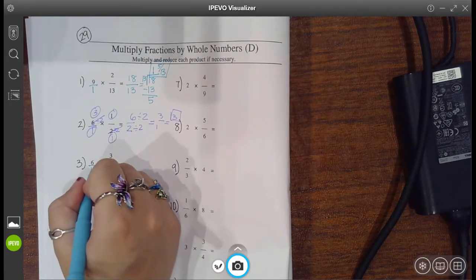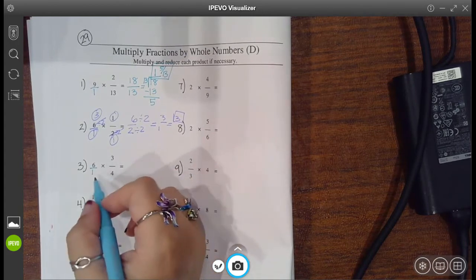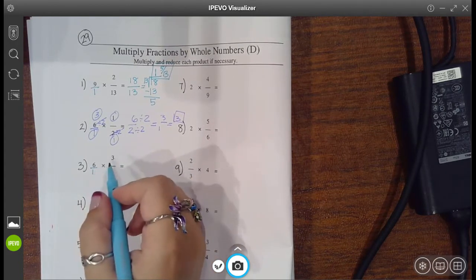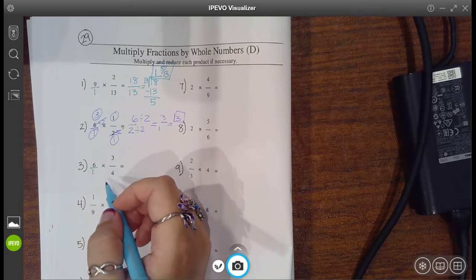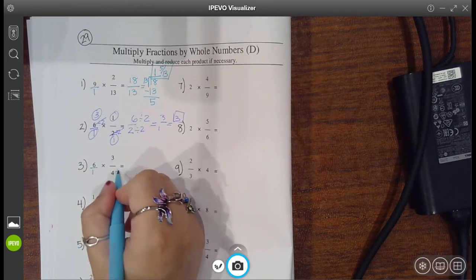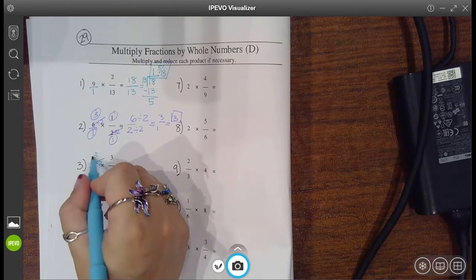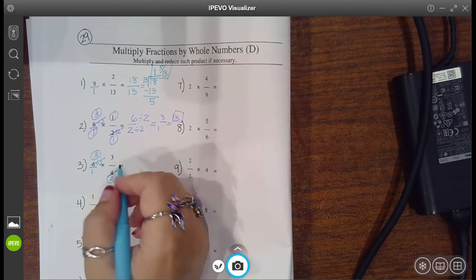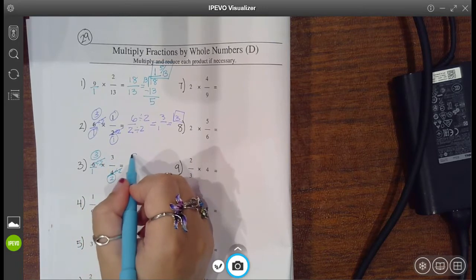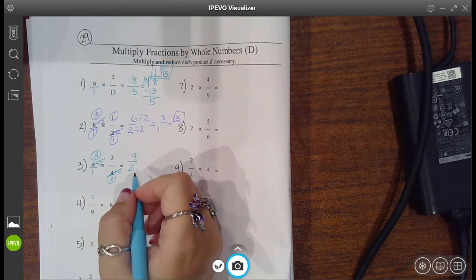Okay. So if you haven't tried cross canceling, why don't you try with this one? Can anything go into 1 and 3? No. But can anything go into both 4 and 6? Yes, 2 can. So what is 6 divided by 2? It's 3. And what's 4 divided by 2? 2. Now when you multiply across, you have 3 times 3, which is 9, and 1 times 2, which is 2. It just makes the numbers smaller and easier to deal with.